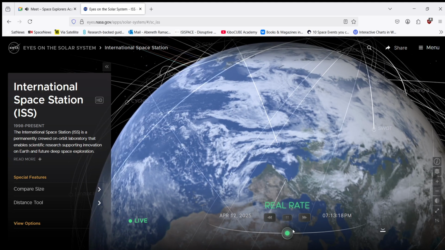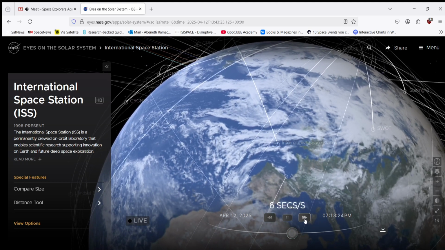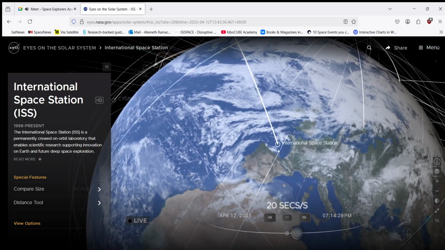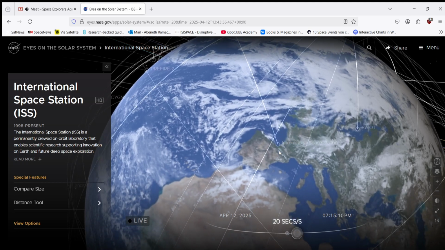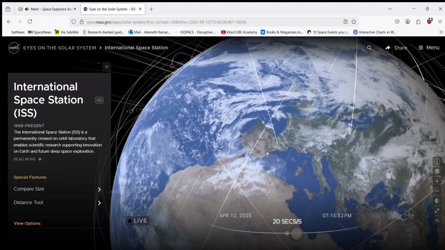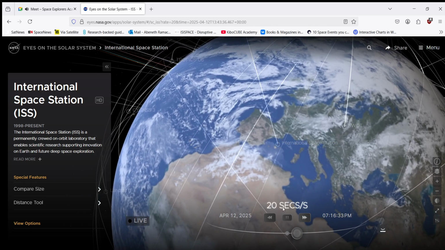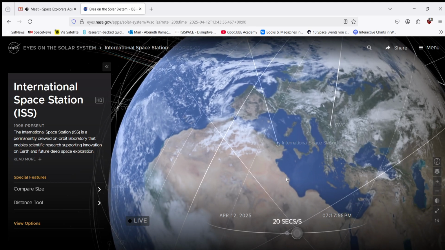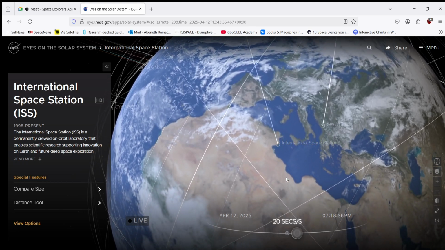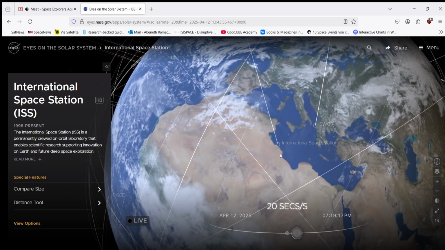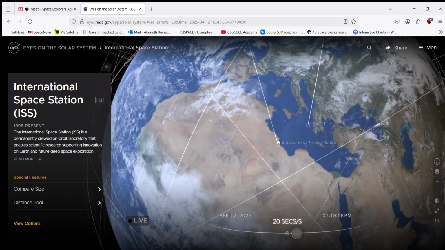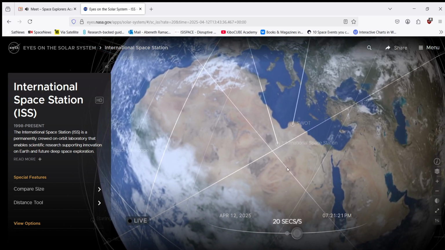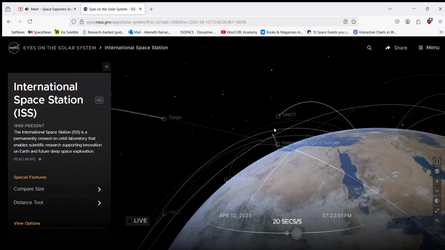If I increase the speed a little bit, if I make it 10 seconds per second, you can see how fast it is. So it will be crossing India in some time. It is going to cross Africa. Every 1 second is 20 seconds equivalent in space. So this is how fast it is. After 45 minutes, it will come back. After 90 minutes, it will come back to the same place. But by that time, it will cross to the dark side again.